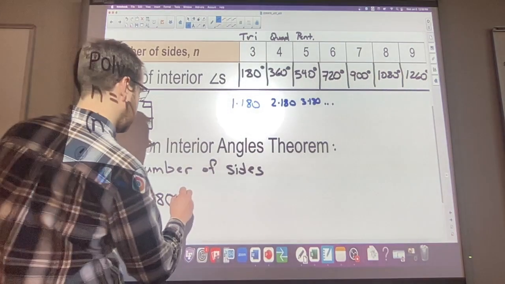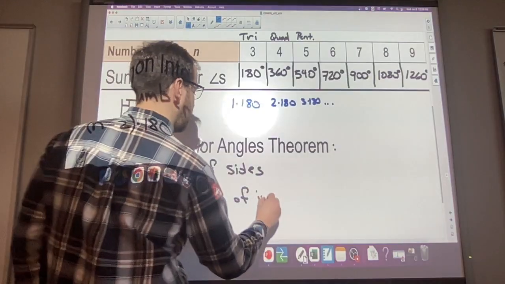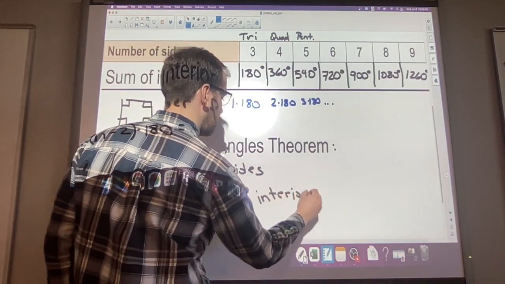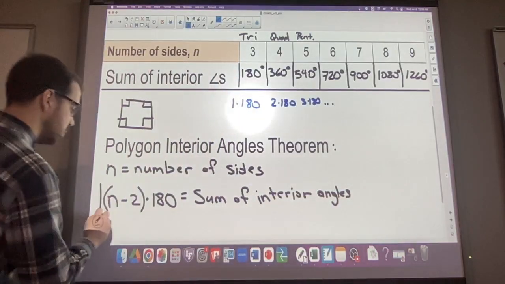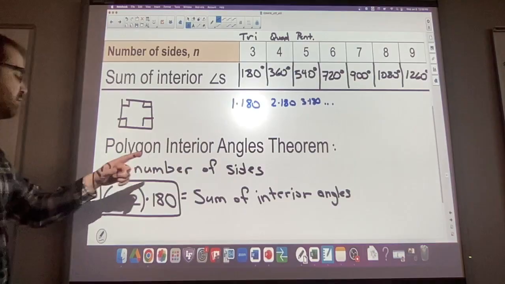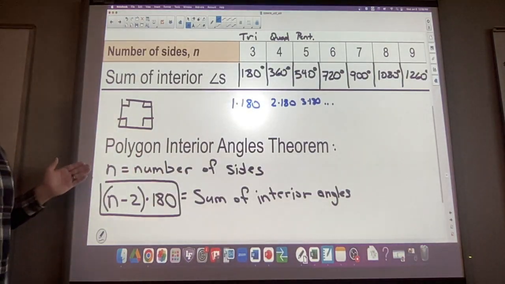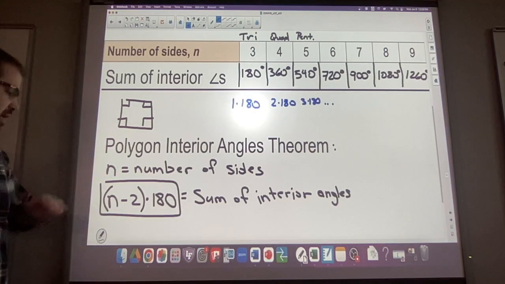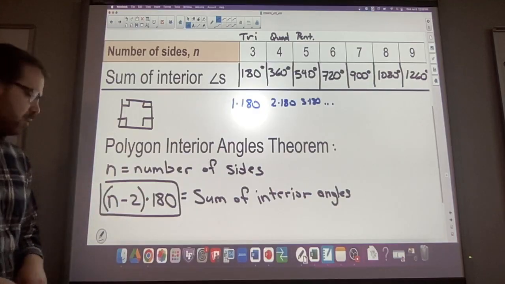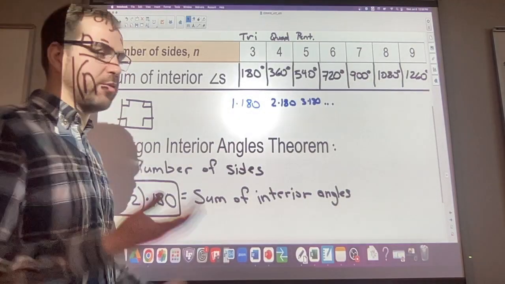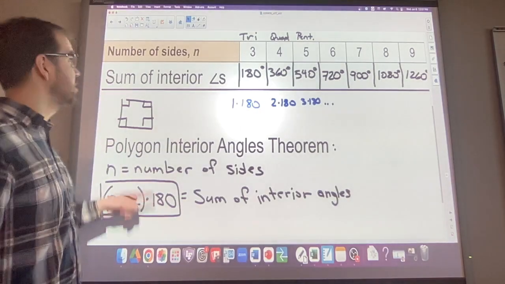Times 180. Okay? That is your equation for the sum of the interior angles. So right here, this is what you need to remember. N minus 2 times 180, where n is the number of sides. So if I had a 20-sided shape, I would do 20 minus 2, and then multiply to get 18, and then times it by 180. Okay? So we could try that out with an example here. So make sure you have this, put a star by it, circle it. Don't lose that. That's an important equation.